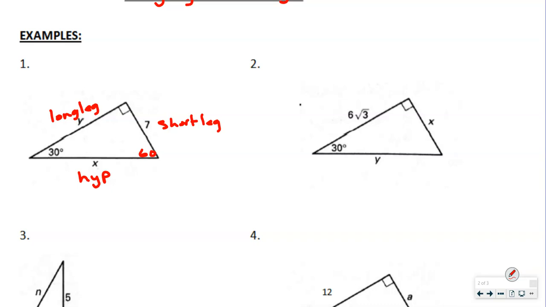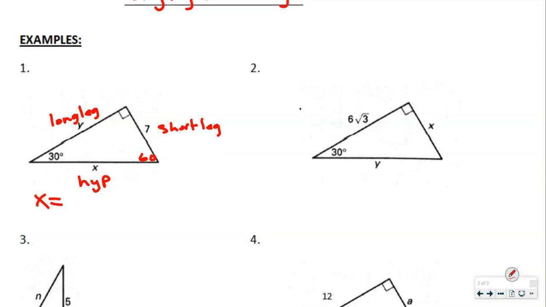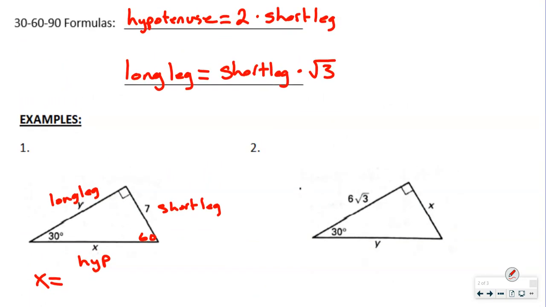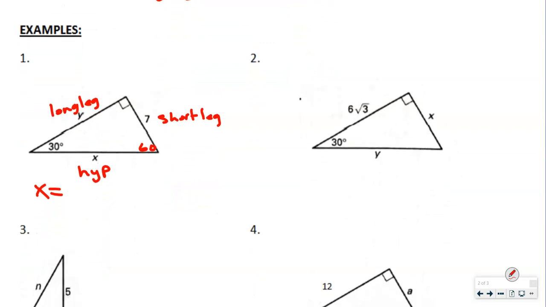So we have two things we need to solve for. We need to solve for the hypotenuse, and we need to solve for the long leg. We can solve for the hypotenuse first. X equals, so remember our hypotenuse formula was 2 times the short leg. So we know it's going to be 2 times whatever our short leg is, which is 7. So X equals 14.